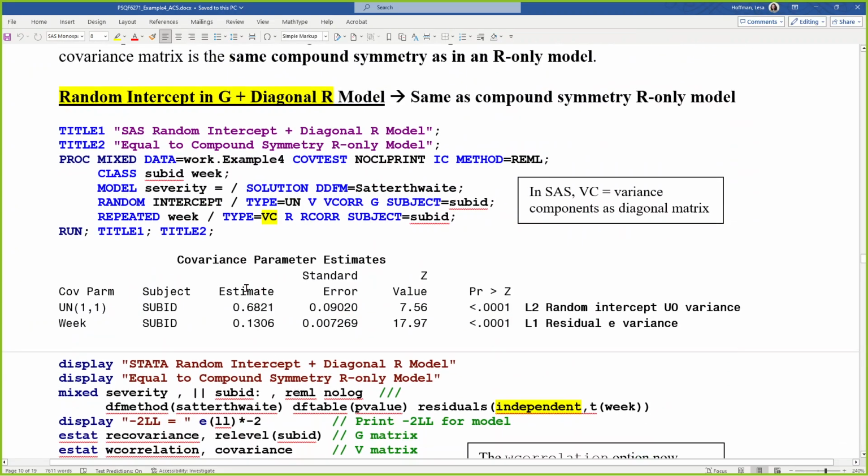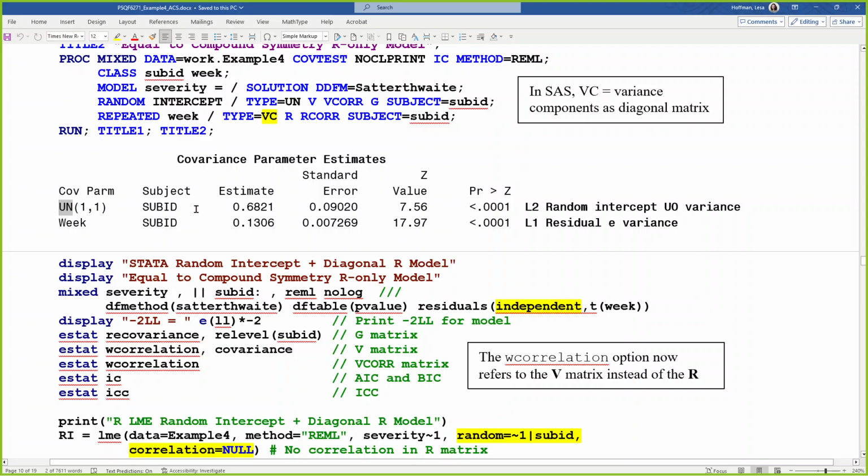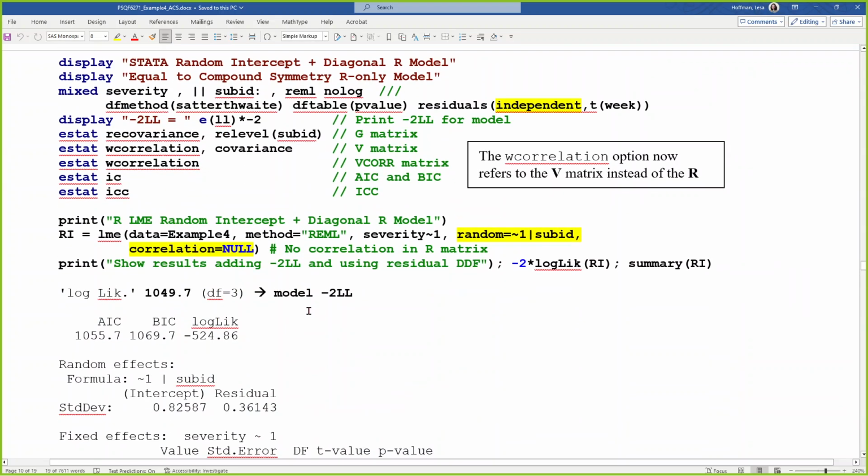So here's the compound symmetry version, random intercept in G plus a diagonal R matrix. So the two ingredients in that are the two that we're used to seeing: variance of the random intercepts, variance of the residuals. They're just stored in different places.